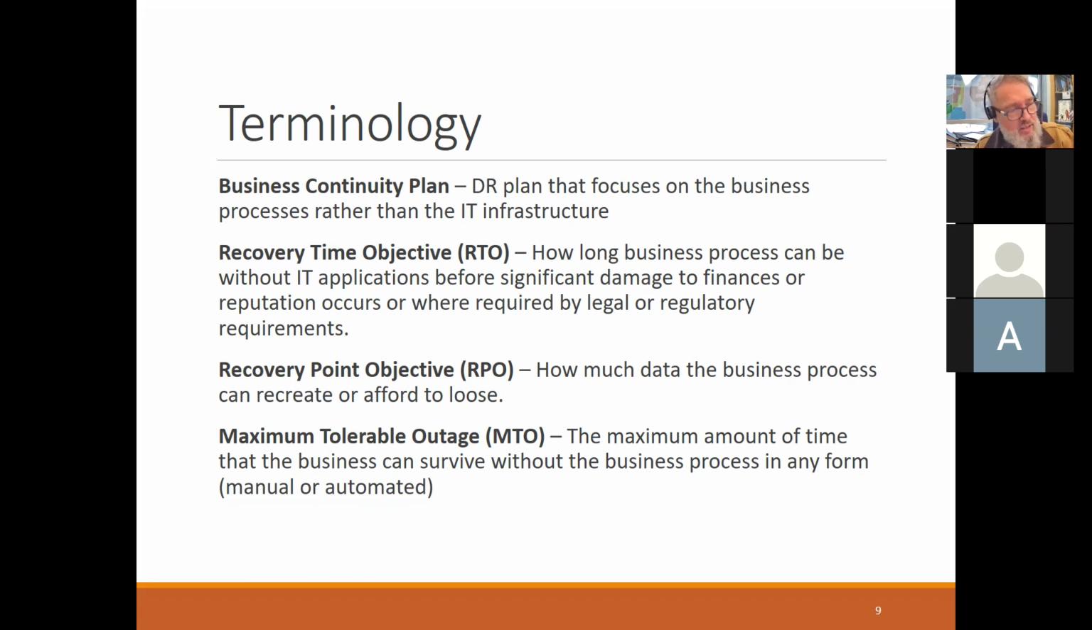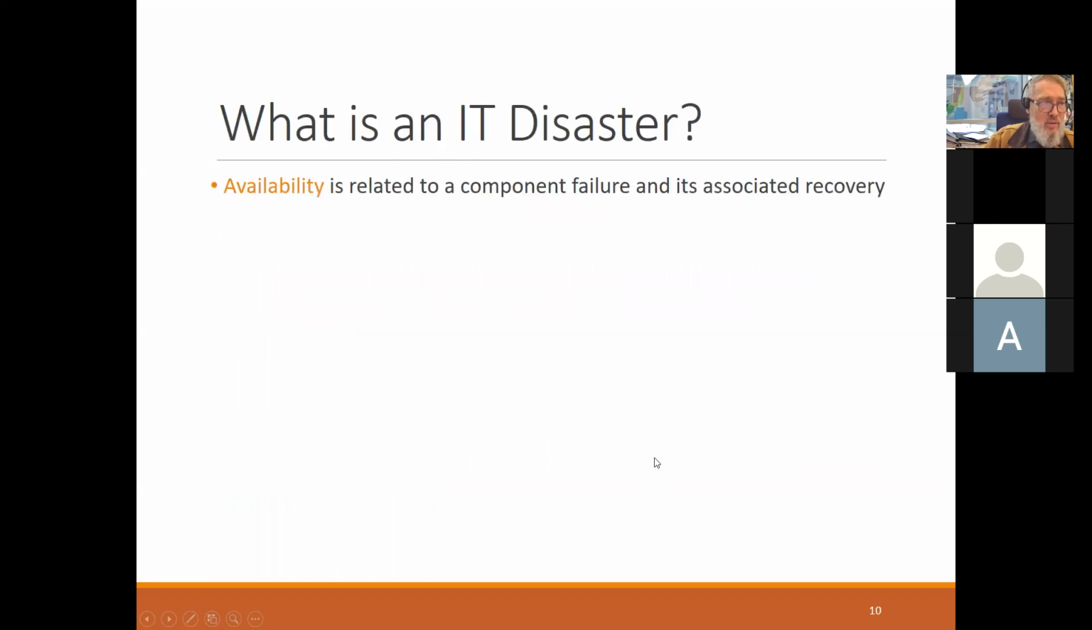Anyways, a maximum tolerable outage, again, looking at it from an existential point of view, the maximum amount of time that the business can survive without the process, right? And maybe that's 2 days, this is related to this time thing. Maybe it's a week, but after that, we probably need to start looking to bankruptcy court or something because we're not going to be able to continue in business.